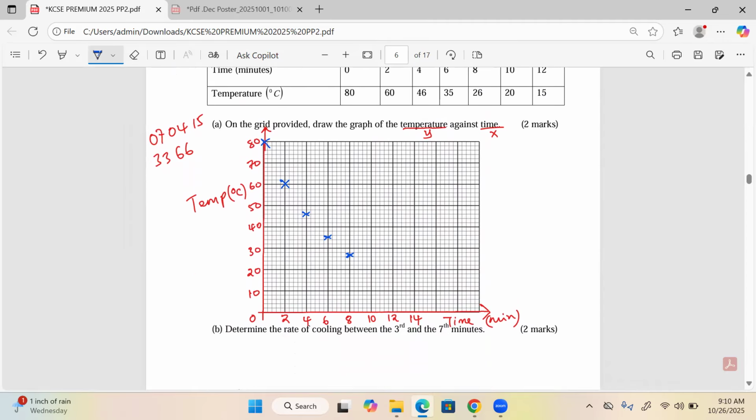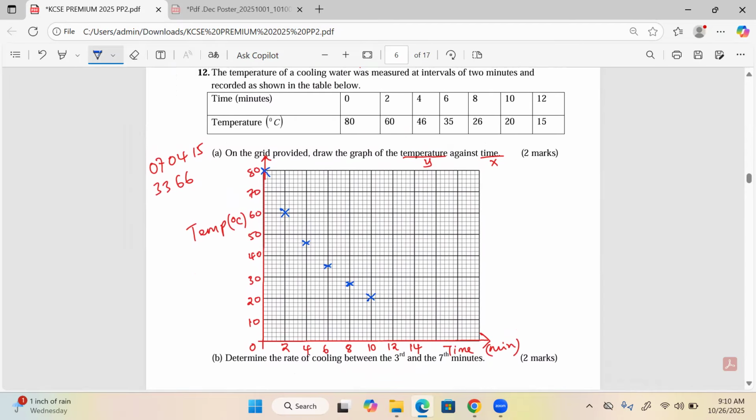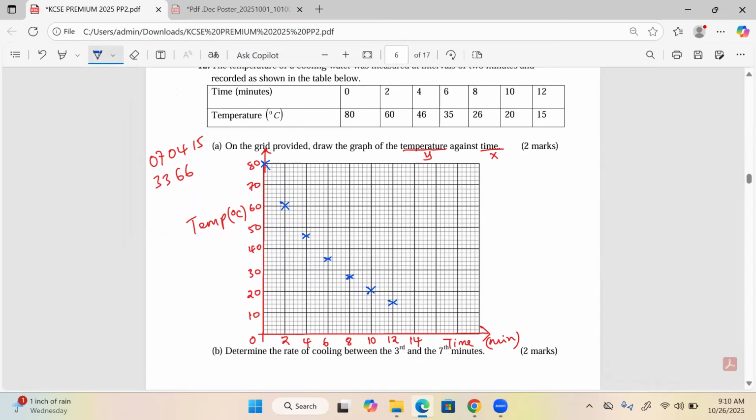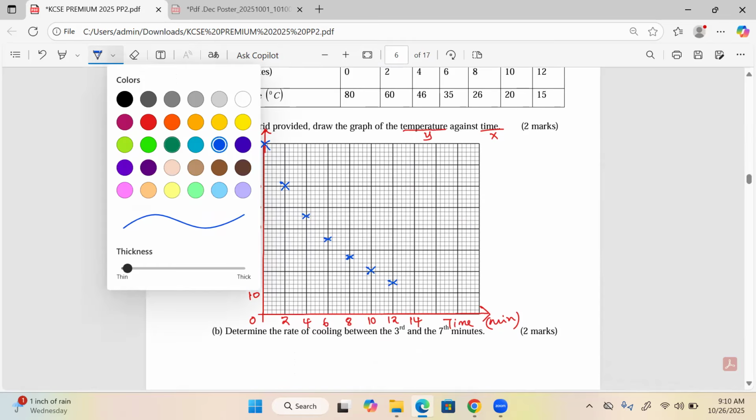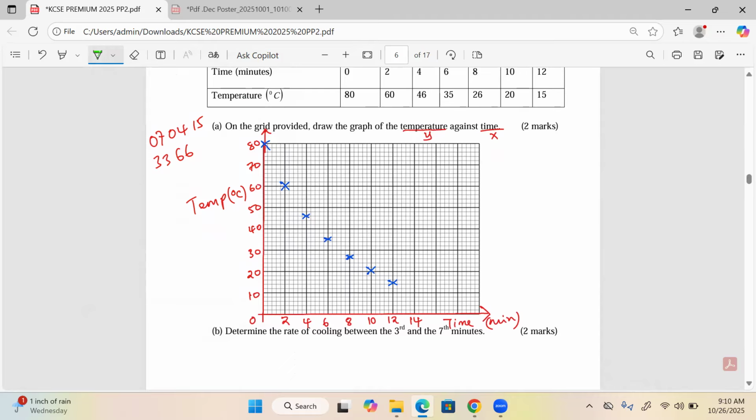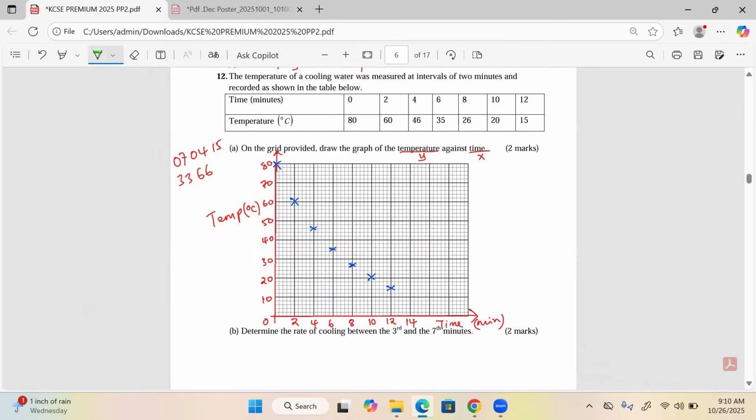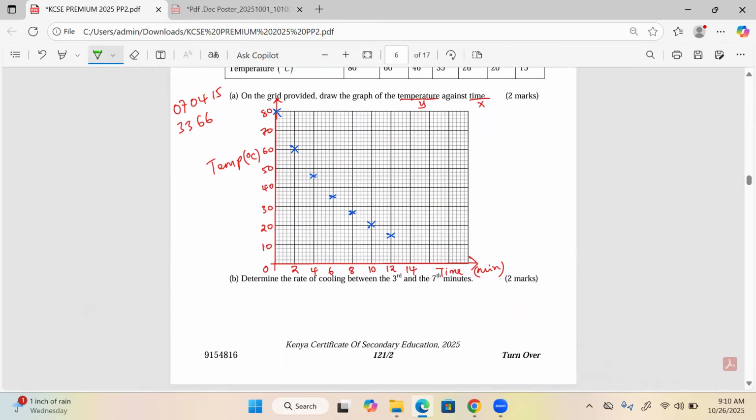10 and 20. Then we have 12 and 15. That's where 15 is. So we're supposed to draw the graph. You're supposed to join the plotted coordinates using a very smooth curve. A continuous one for that case.